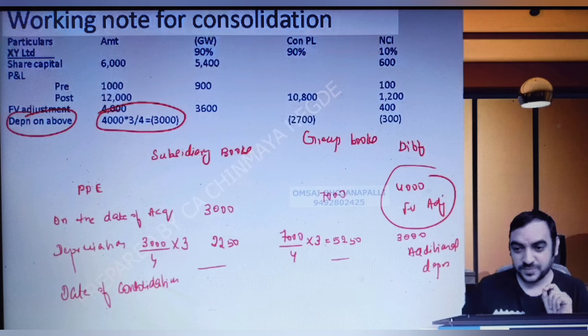2250, I think. Okay, now as per group books, if you follow the same method, it is supposed to be depreciated over a period of 4 years, and accumulated depreciation by the end of 3 years, because 3 years ago this subsidiary was acquired, so multiplied by 3, so how much you get? 7,000 divided by 4 into 3, 5,250.